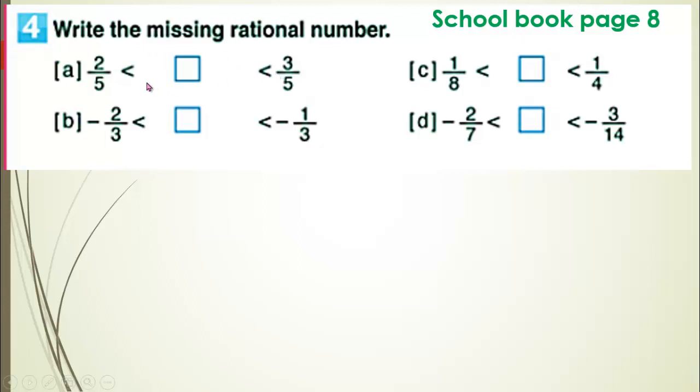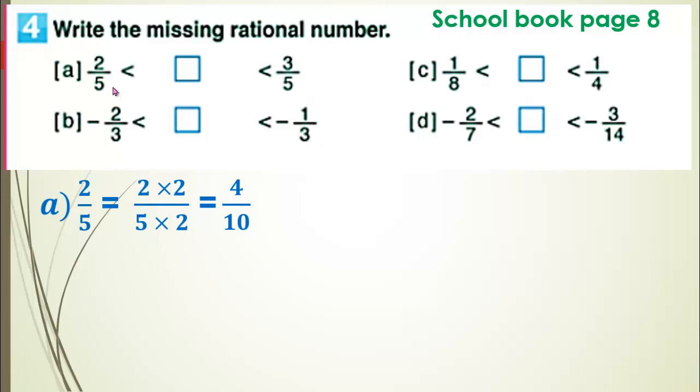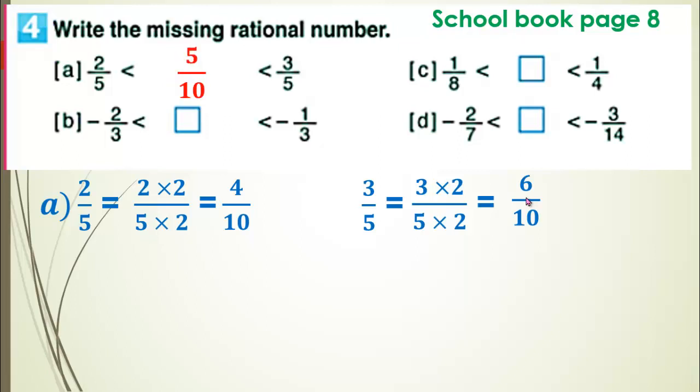So what I should do is make these rational numbers with a bigger denominator. How? By multiplying the numerator and the denominator of both fractions by the same number. So for example, I'm going to multiply here by 2. 2 over 5 is going to be equal to 4 over 10. What about 3 over 5? Also, I'm going to multiply the numerator and the denominator by the same number, which is 2. So I'm going to have 6 over 10. Here I have the same denominator, and my numerators are 4 and 6. Are there any numbers included between 4 and 6? Yes, it's 5 over 10.